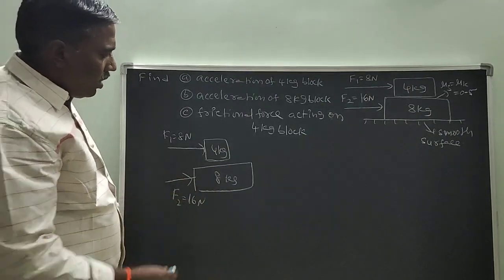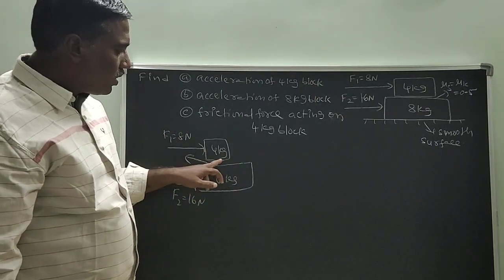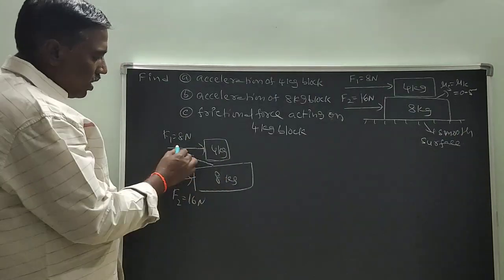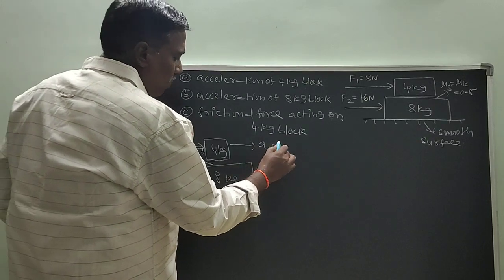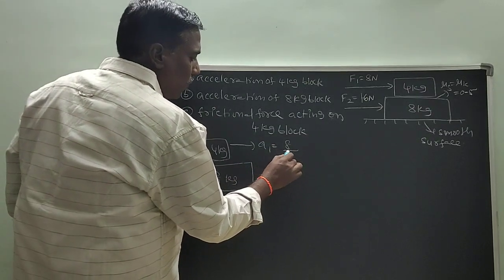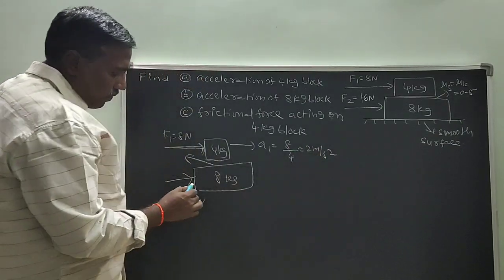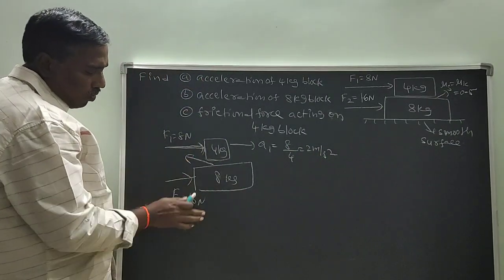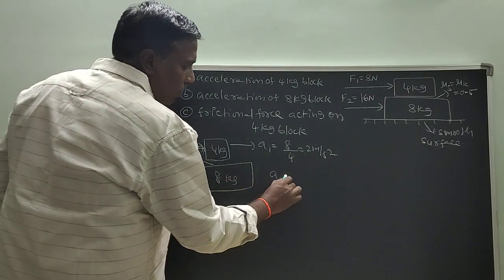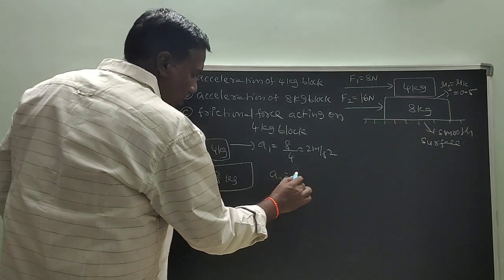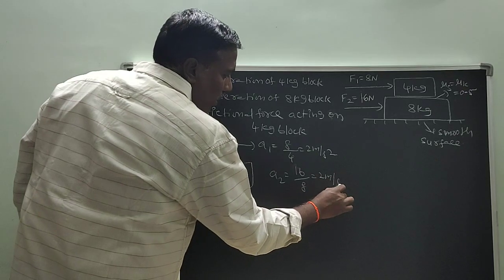If there is no friction, and the surface is smooth, what happens? Here this is 8 Newton, mass is 4 kg, so acceleration A1 is equal to 8 by 4, that is 2 meter per second square. For this block, only 16 Newton is acting in the horizontal direction. A2 is equal to 16 by 8, that is 2 meter per second square.